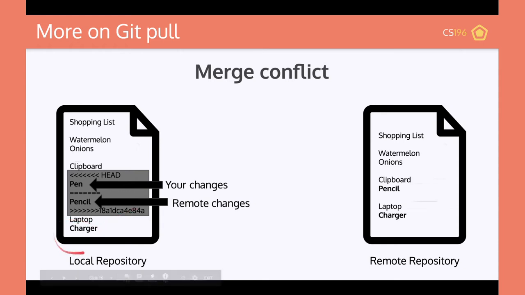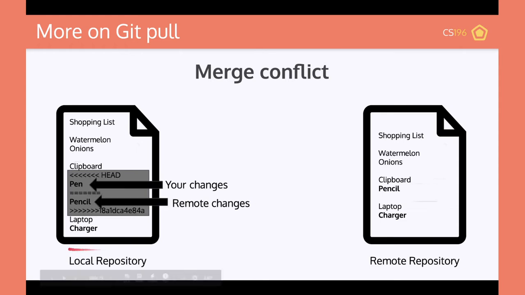You'll also notice that the laptop charger goes right at the bottom there, and you don't have to worry about that at all because there were no changes to that line on our local repository. It's only the lines that you change that are the same. So first off, what we have to do is get rid of all of the markers there.